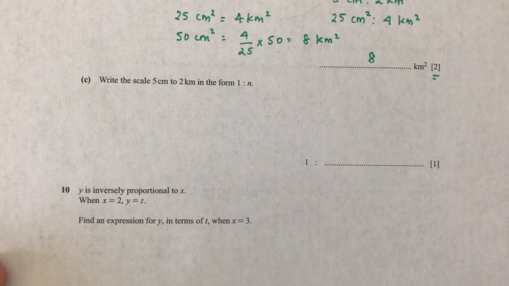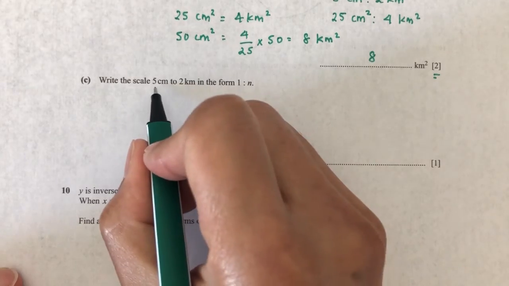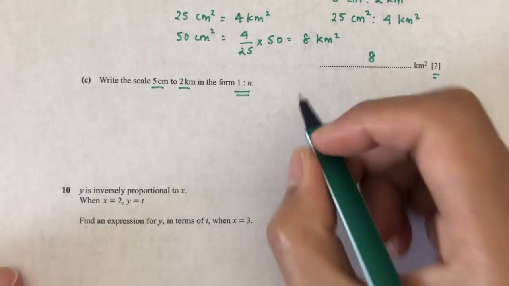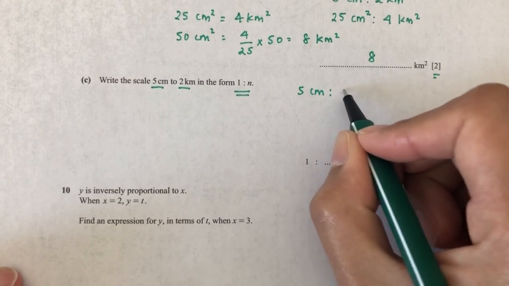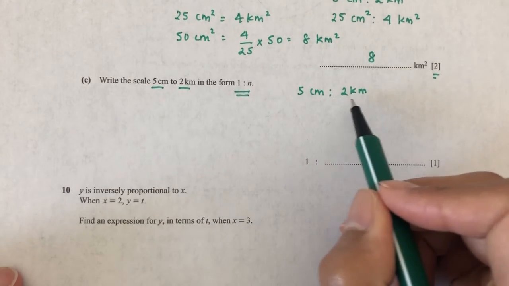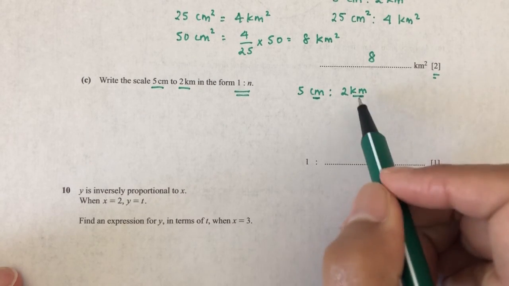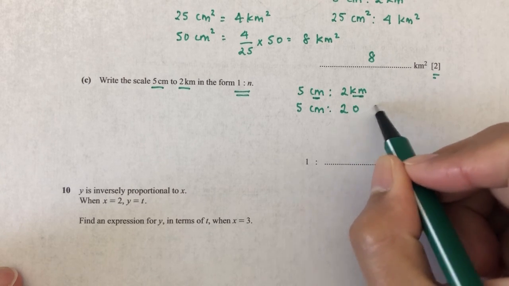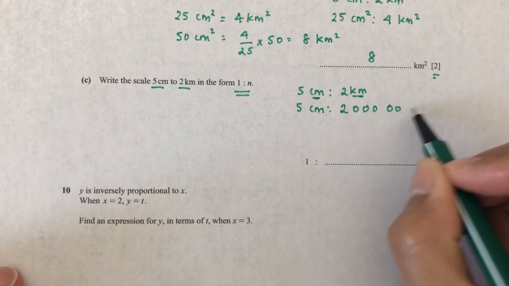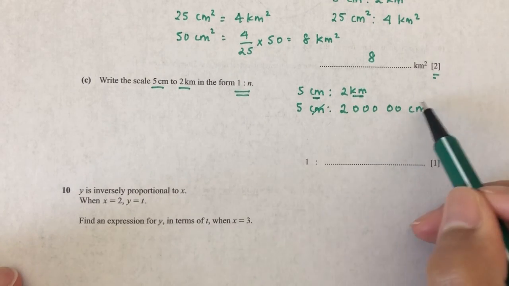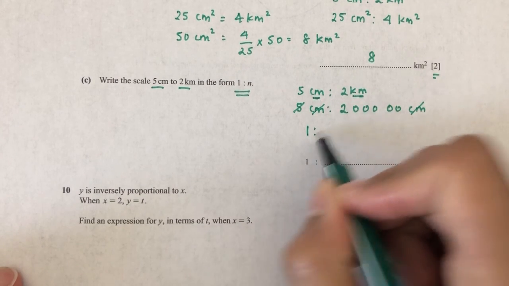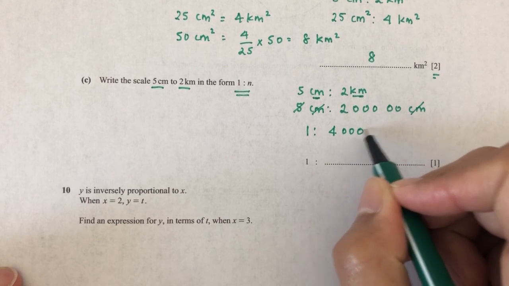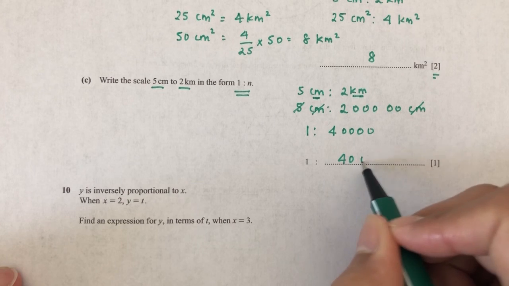Okay, so now moving on to part C. Write the scale of 5 centimeters to 2 kilometers as 1 to n. So 5 centimeters to 2 kilometers. We have to first change the units to become the same. So this will be 5 centimeters to 2,000,000 centimeters. We can divide by 5, we have 1. Here we have 4,000,000. So your answer will be 1 to 400,000.